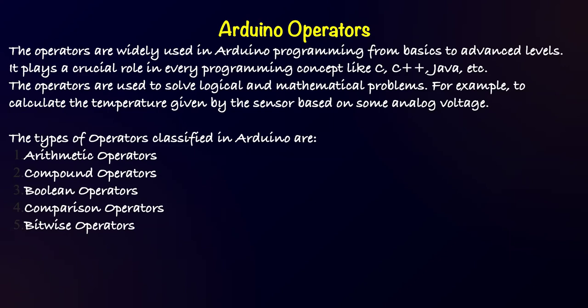To see the types of operators, basically we'll be focusing on Arduino. So in Arduino, they can be classified into these types. Number one is the arithmetic operator. Number two is the compound operator. Number three is the Boolean operator. Number four is the comparison operator. And number five, bitwise operators. Let us see all of them, and let us focus on the programming or coding examples, which we have been focusing on from our first class itself.